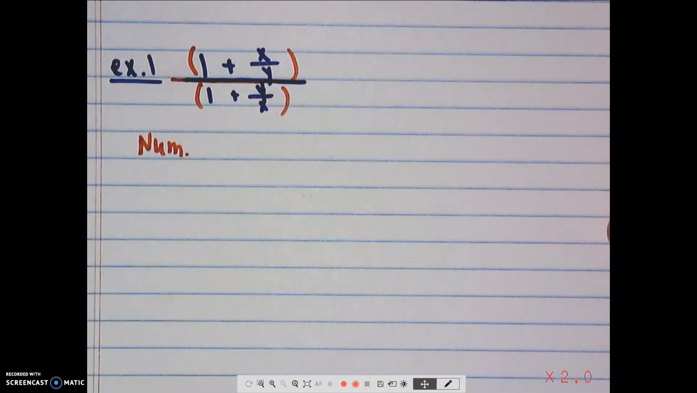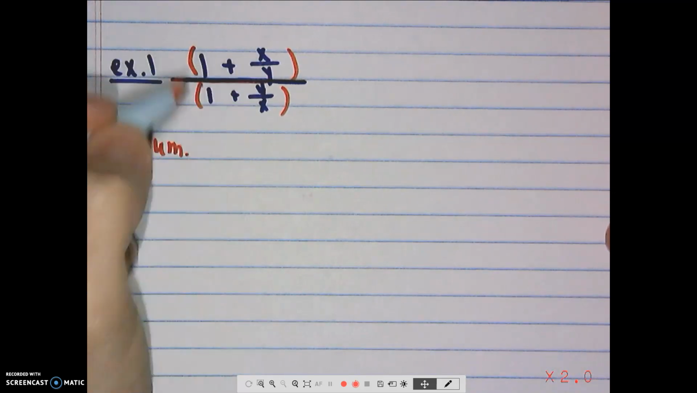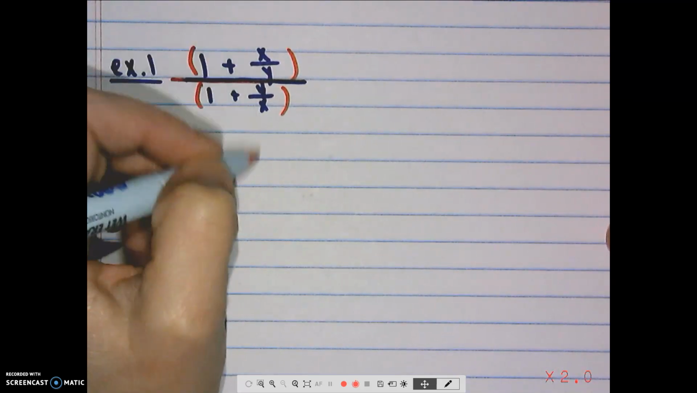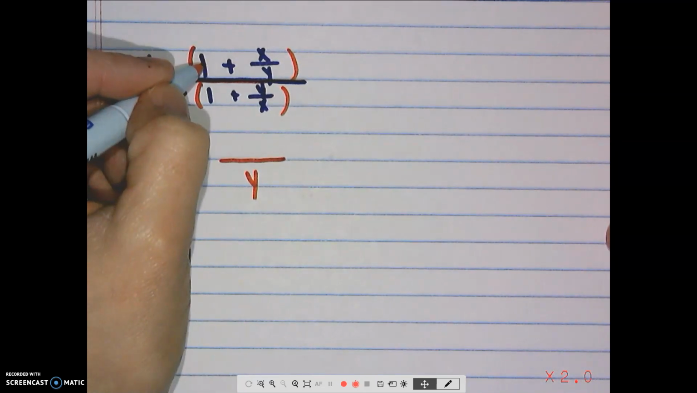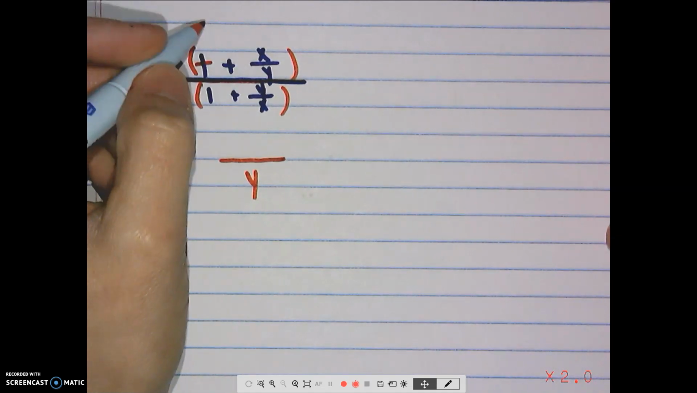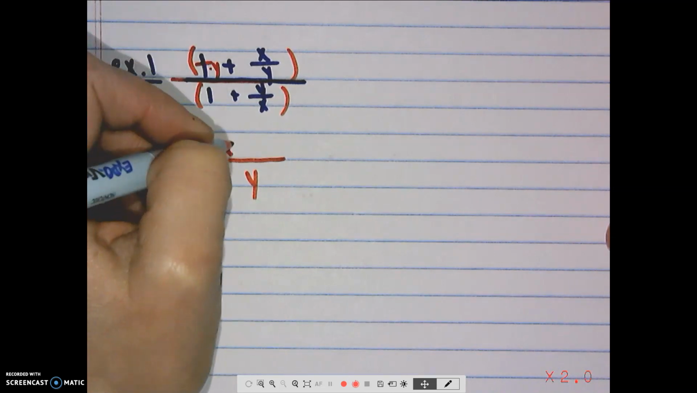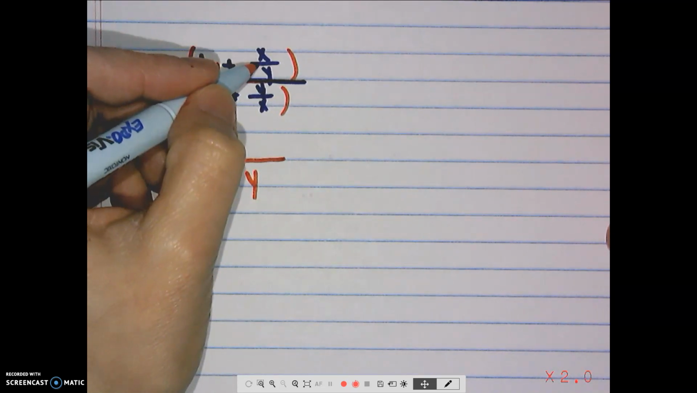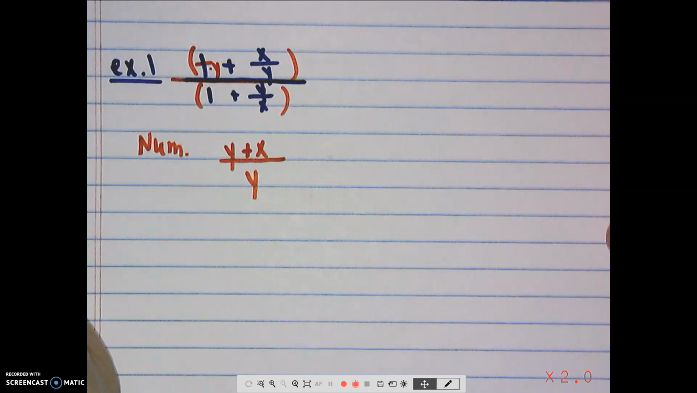I'm going to say numerator, and I'm going to do my work here of taking 1 plus x over y. So I know that if I'm getting a common denominator between those, it would be y. So this is just 1 over 1. To make that have the common denominator, we would multiply by y to both pieces. So we would get y, and the second fraction already has the common denominator. So we have y plus x over y. That's our numerator. We're going to leave it alone, okay?